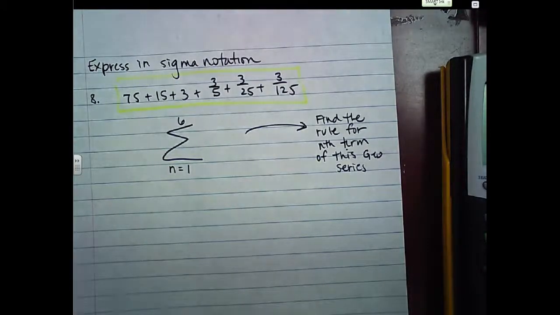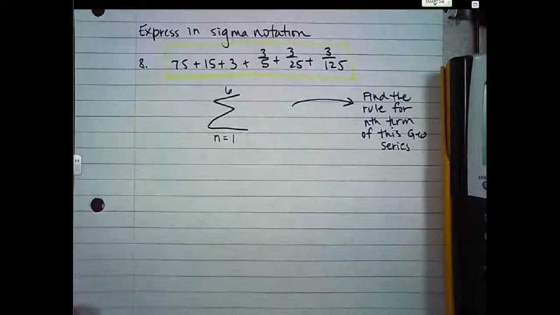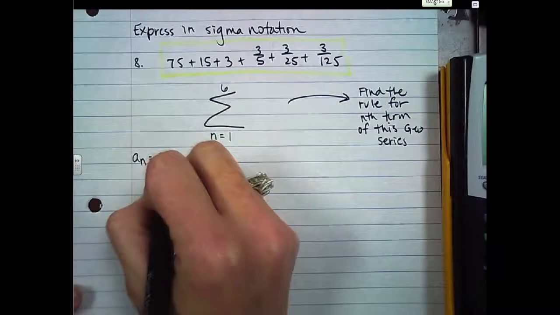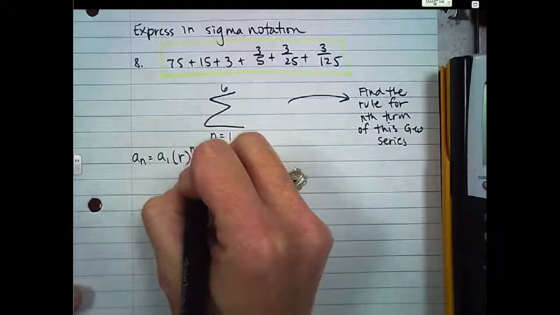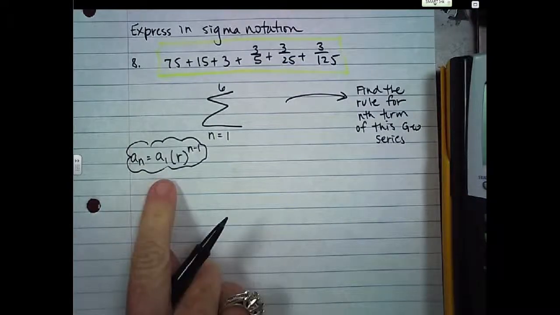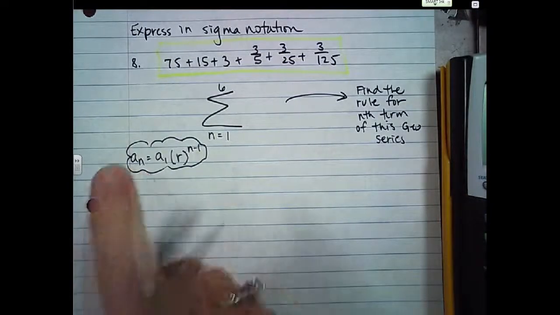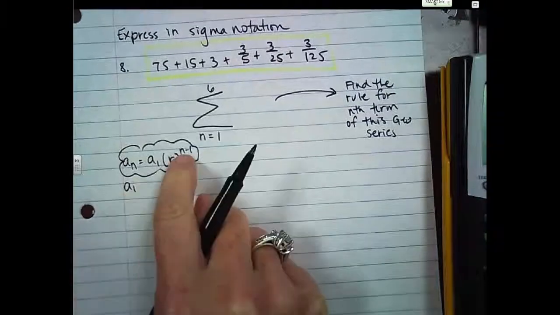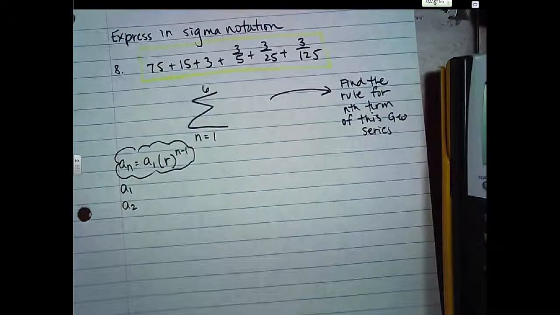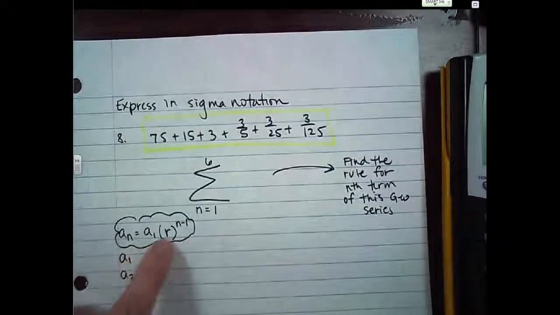So if you come up with a rule for geometric, the rule is a sub n equals a sub 1 times r to the n minus 1 power. That's the rule. Correct? In other words, if I want a sub 1, I plug a 1 in for n. If I'm looking for a sub 2, I plug a 2 in for n. So let's figure out what to put here in its place to make this work.